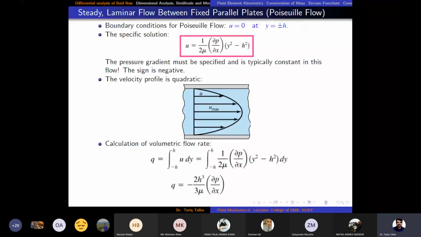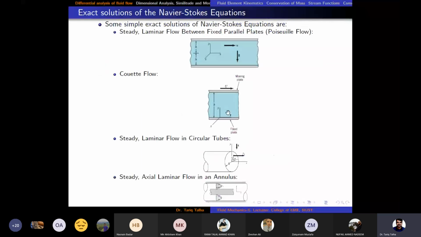Now, because we know that the upper plate is moving with a uniform velocity U, we have changed the coordinate system. For the Poiseuille flow, it was starting from the center, but now it is starting from the lower plate. From the lower plate at y is equal to 0, we have got zero velocity, and at y is equal to b, where b is the distance between the upper and lower plate.